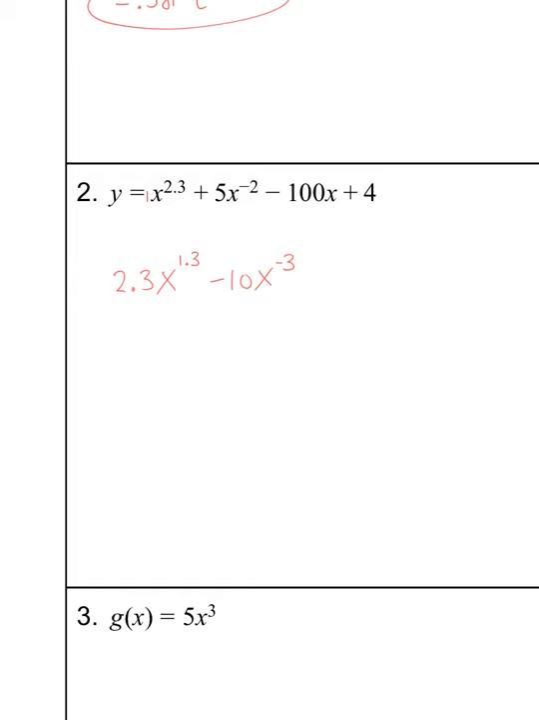We keep going. The exponent here, even though it's not written, is a 1, 100x to the first. So 1 times negative 100 is negative 100x. When you take 1 minus 1, you get 0. All right, now, anything to the 0 power is equal to 1. So that gives us negative 100 times 1, which is negative 100.